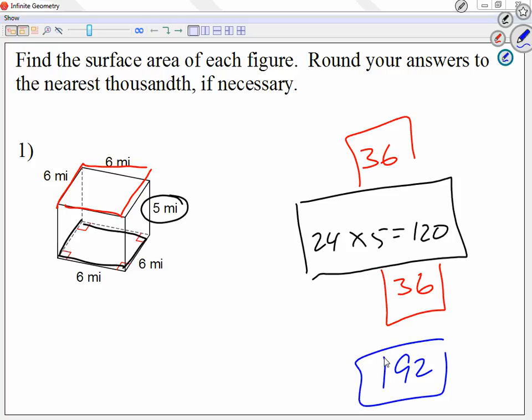So for surface area of prisms and cylinders, it's always a big rectangle in the center and two bases. And I'm calling it a base because it could be a rectangle, a triangle, a pentagon, a circle, whatever. And remember, for the big rectangle, it's the perimeter, so add all the sides, perimeter times the height of the prism. And the height is usually the number that has nothing to do with the base.